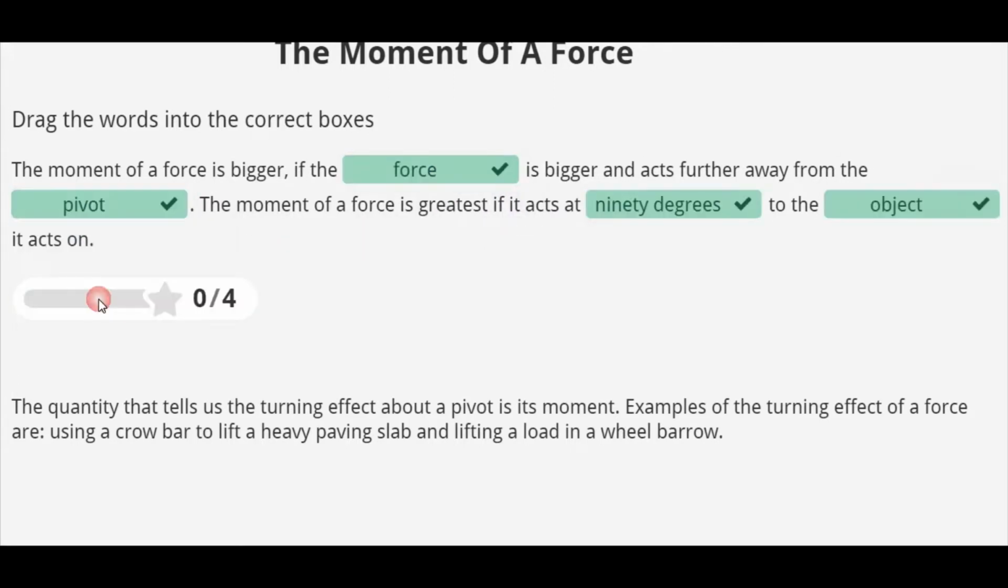Let's check. Correct. The quantity that tells us the turning effect about a pivot is its moment. Examples of the turning effect of a force are using a crowbar to lift a heavy paving slab and lifting a load in a wheelbarrow.